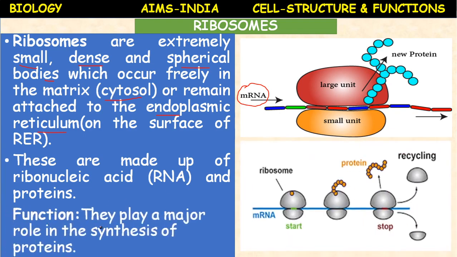Function. The main function of ribosomes is that they play a major role in the synthesis of proteins. So this is the mechanism. Ribosomes, with mRNA, meaning messenger RNA, produce proteins. After the production of proteins, it will stop. It will start, stop and recycle.